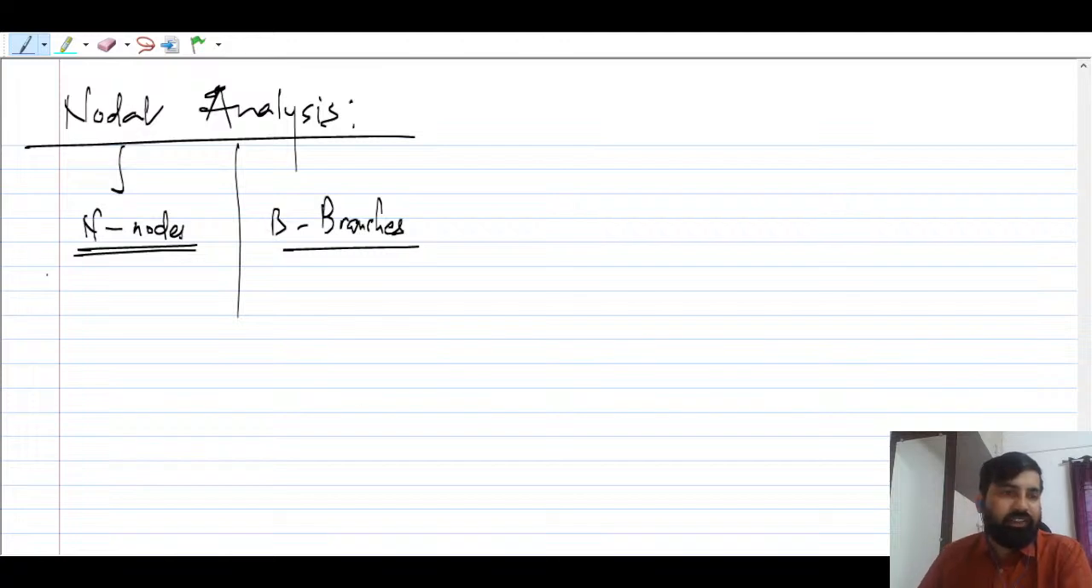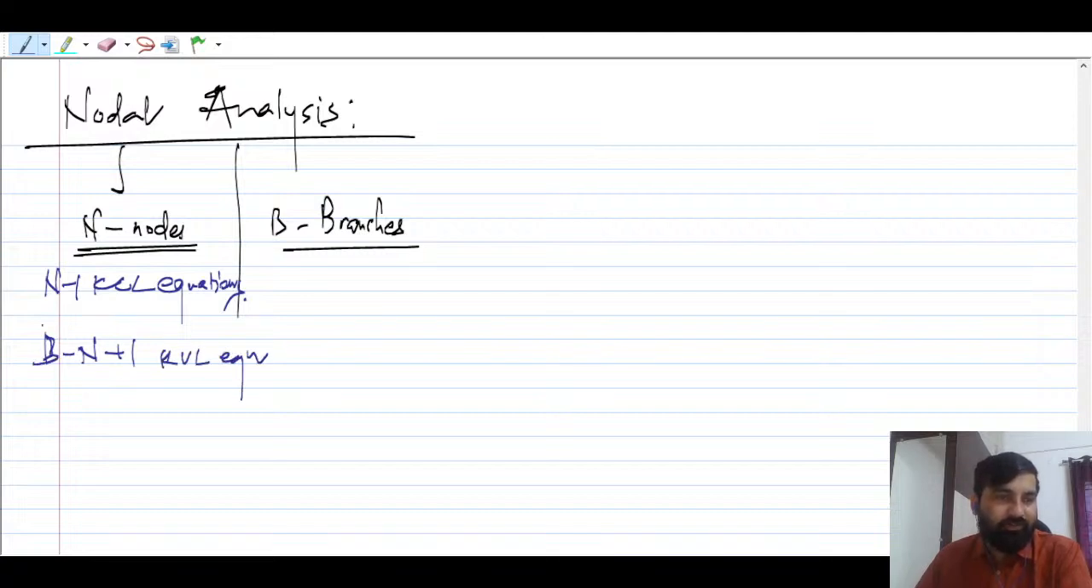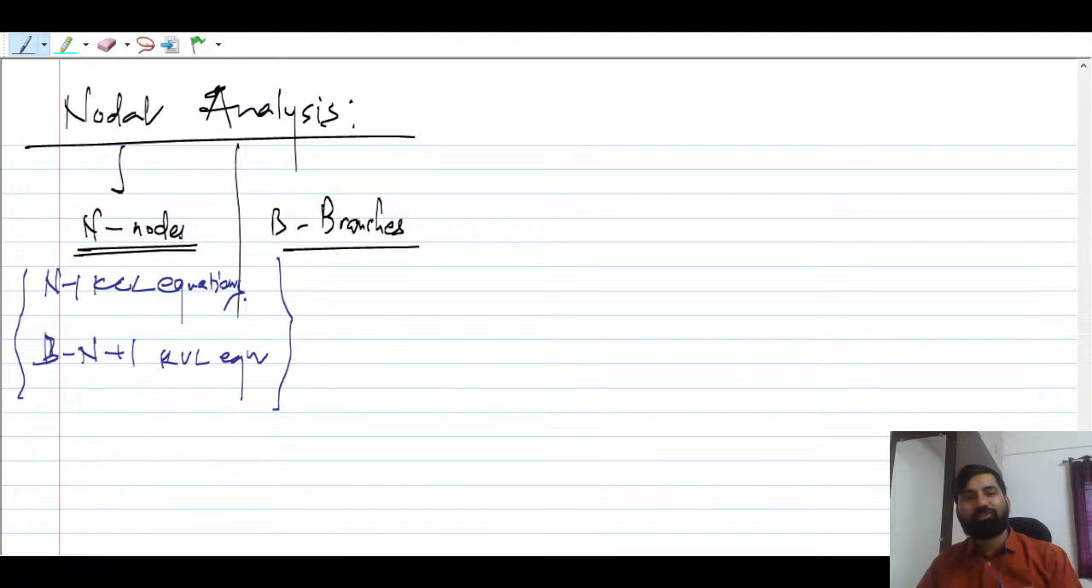Then n minus 1 KCL equations, and b minus n plus 1 KVL equations you can write. In the exam, a question will also be asked on how many KVL equations you can write. Suppose there are n nodes and b branches, so you should know these formulas, and how many element relationships you can find: b, as many branches as there are element relationships. The relationship between voltage and current, the IV relationship, for which you have to use Ohm's law.